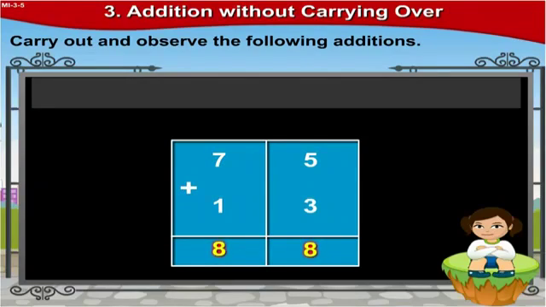Now the next sum. 13 plus 75. In the units column, 3 plus 5 is 8. In the tens column, 1 plus 7 is 8. So the answer is again 88.